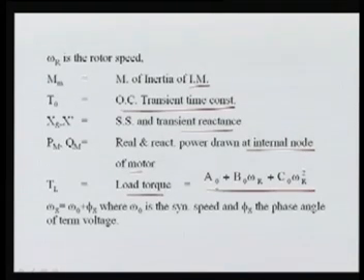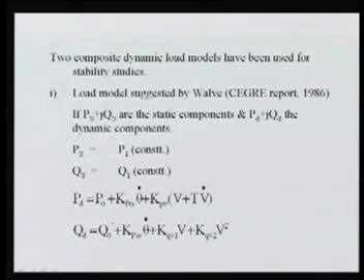given as A0 plus B0 omega_R plus C0 omega_R squared, where omega_S is omega_0 plus phi_S, where omega_0 is the synchronous speed and phi_S is the phase angle term of voltages. Two composite dynamic load models have been used for stability studies.